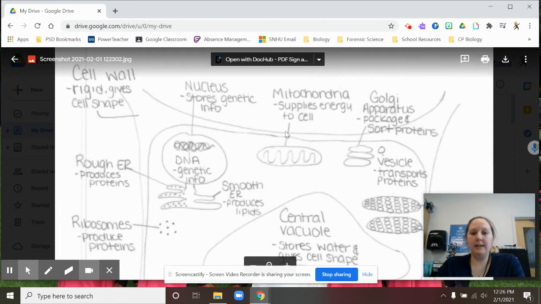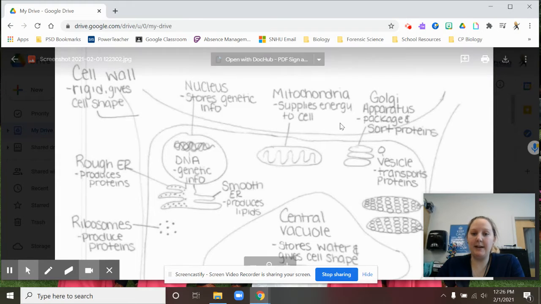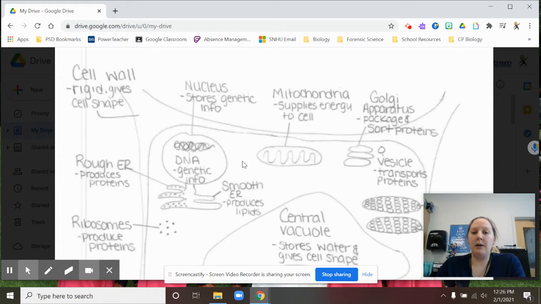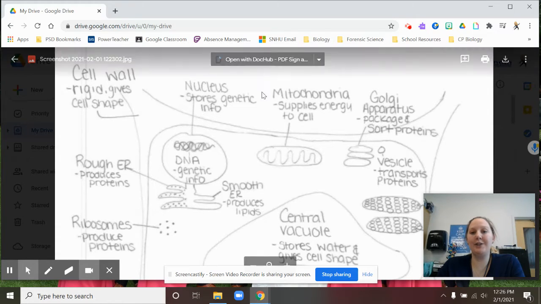The next organelle is the mitochondria. This is the same and is found in every cell. The mitochondria has these inner folds, that inner membrane, and its job is to supply energy to the cell.